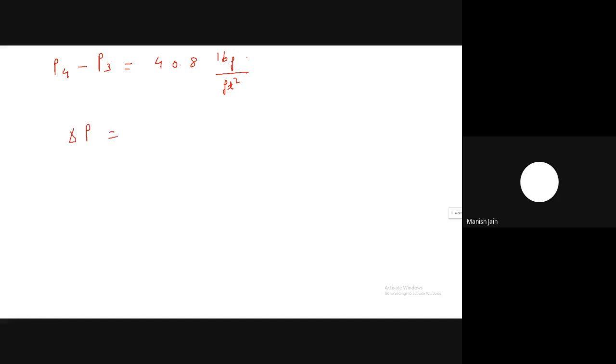Delta P equal to 40.8. What is the lbf divided by foot square? psi.